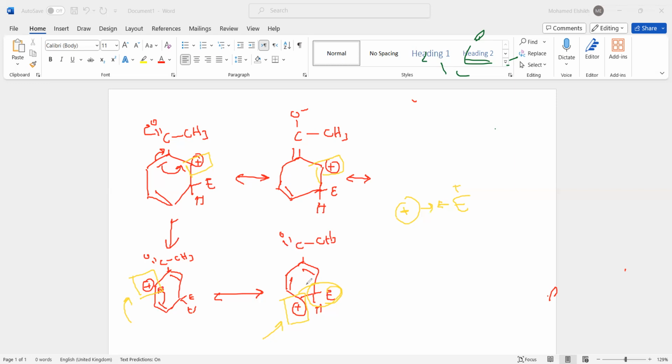I hope this is clear. This is to clarify the orientation issue. As I said in the previous video, the mechanism itself and these drawings are not required from you, but this is only to clarify the meaning of the orientation and why it happens that way. Thank you very much.